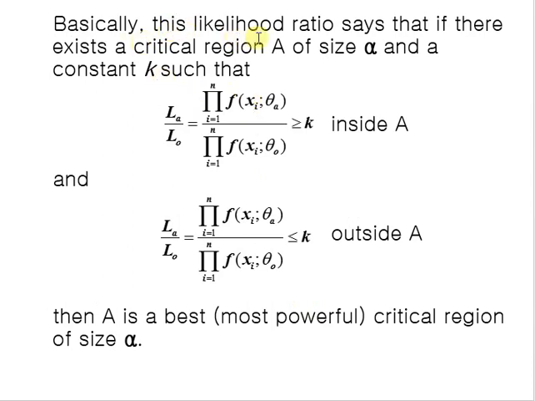Basically, this likelihood ratio says that if there exists a critical region A of size alpha and a constant k such that L alternative over L null, the product of f of x i given theta alternative over the same for null, is greater than or equal to k inside A, and this holds, then A is a best or most powerful critical region of size alpha.